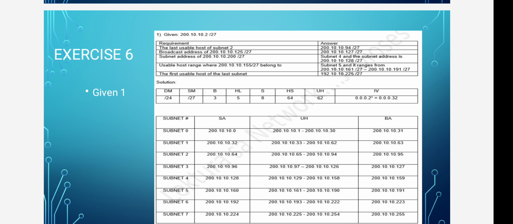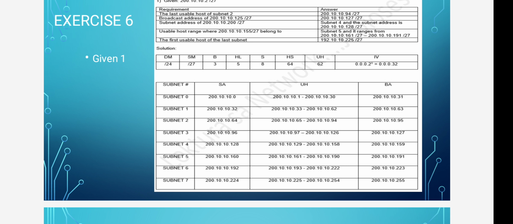HL 5, subnet natin 8 kasi 2 exponent 3 and that's equivalent to 8. Tapos ang HS natin 64 kasi 2 exponent 5 equivalent nun 64, minus natin ng dalawa para makuha ang UH 62. Ang IV natin, paano makuha, kunin lang natin yung HL 2 exponent 5, it is 0.0.0.32. So next sa IP, ganun din, add mo lang dun sa may dulo para makuha yung last subnet.